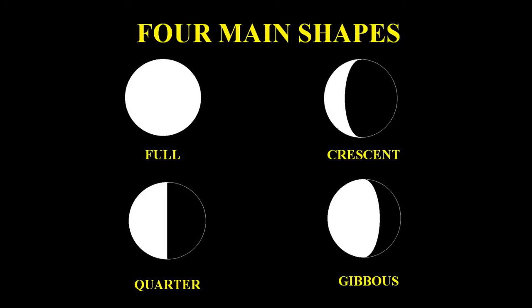So there are 4 main shapes to the moon that you'll see when we talk about the 8 phases of the moon. They include full, crescent, quarter, and gibbous. And we'll get into more of a discussion about these as I go through further in the presentation.